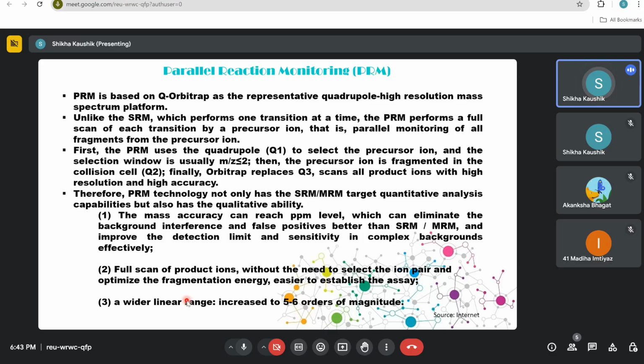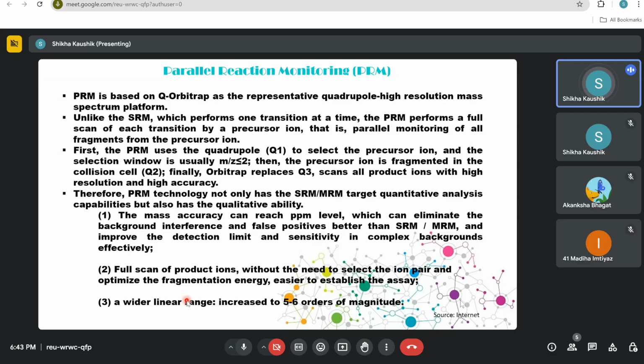First, PRM uses quadrupole Q1 to select the precursor ion, and the selection window is usually a mass to charge ratio of less than 2. This is what Q1 does. Then Q2 helps in fragmentation, and Q3 helps in analyzing all the fragmented or daughter ions with high resolution and high accuracy. This is how it works. Therefore, PRM technology not only has the SRM, MRM targeted quantitative analysis capability, but also has a qualitative ability. Quality is good, quantitative is good with PRM, because you are studying all the ions that are going to get fragmented from your selected precursor.